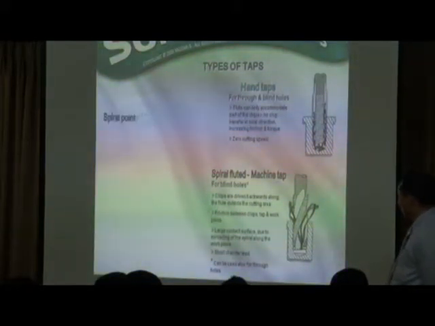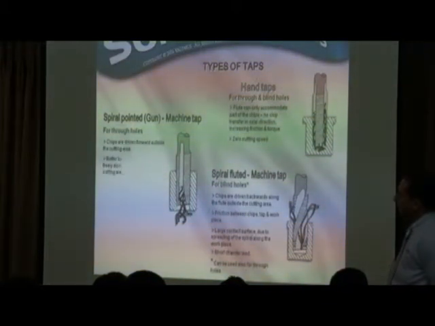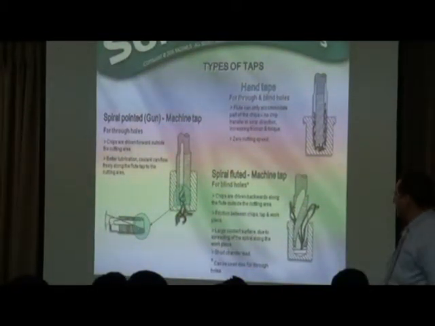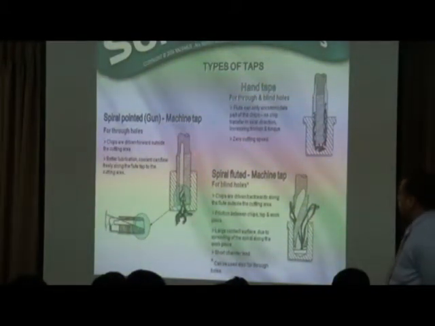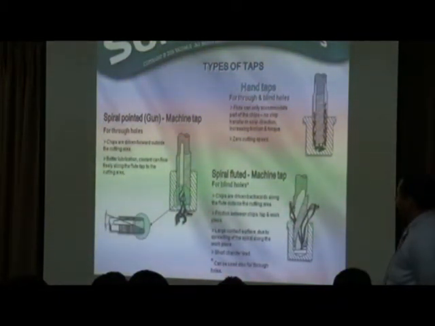Then we have the spiral pointed tap or the gun tap. The Americans call it gun point because it shoots the chip forwards. Those taps are applicable only for through holes. And you have better transfer of coolant inside than with the spiral fluted tap.